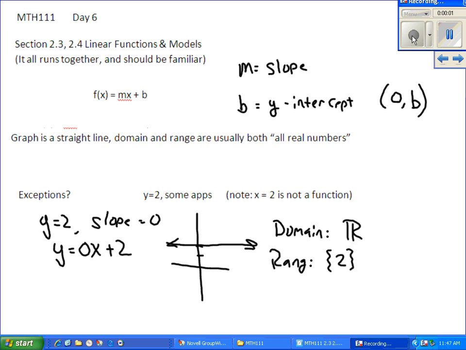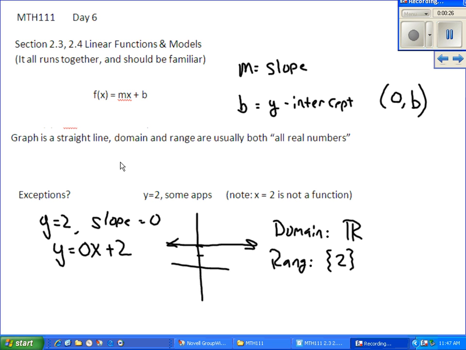Okay, linear functions and models is a couple of sections I think you're going to be able to breeze through. Probably very familiar to most of you. Linear functions: anything that can be written in the format f of x equals mx plus b. M is the slope of the line and b is the y-intercept of the line, the point where the line crosses the y-axis.